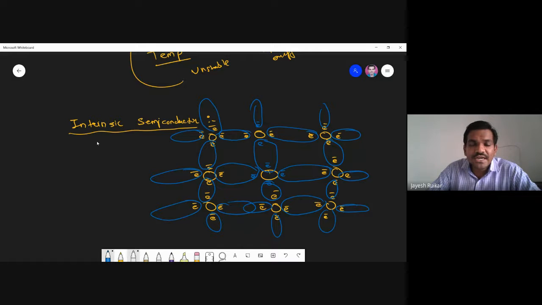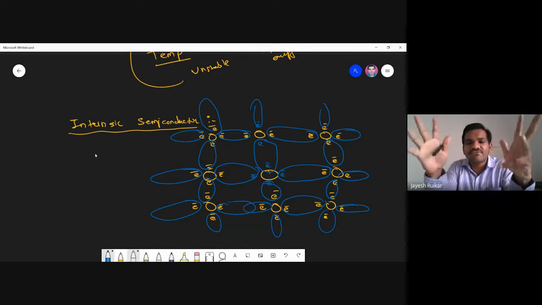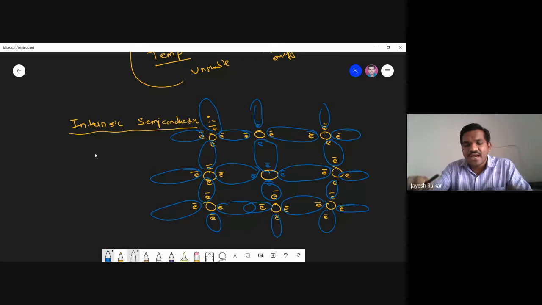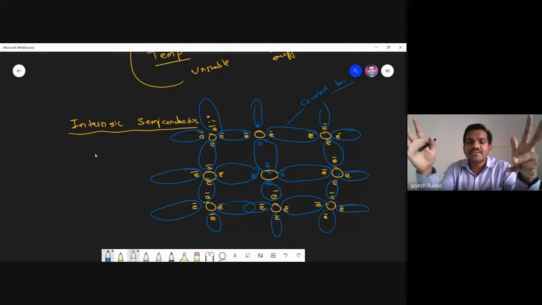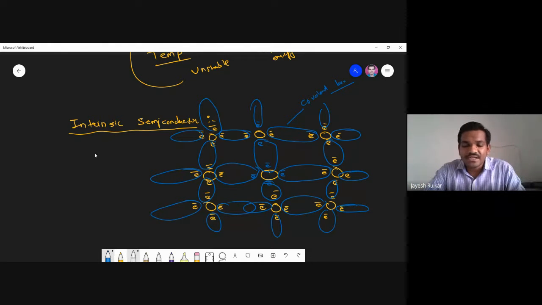So this is an intrinsic semiconductor, where we have 4 valence electrons. A silicon atom shares its 4 electrons with the neighboring atoms, and they form covalent bonds. This is the covalent bond. This bond does not break at 0 degree Kelvin. These bonds do not break.